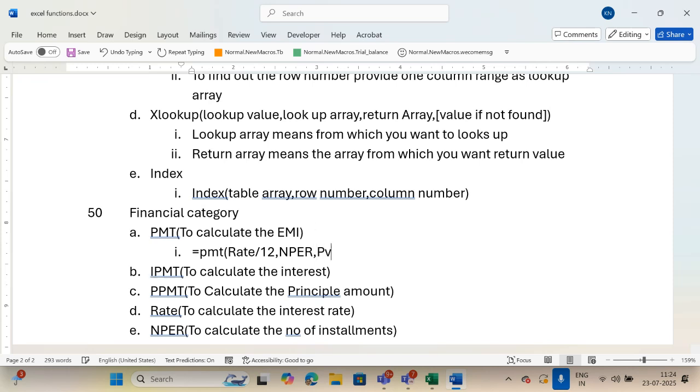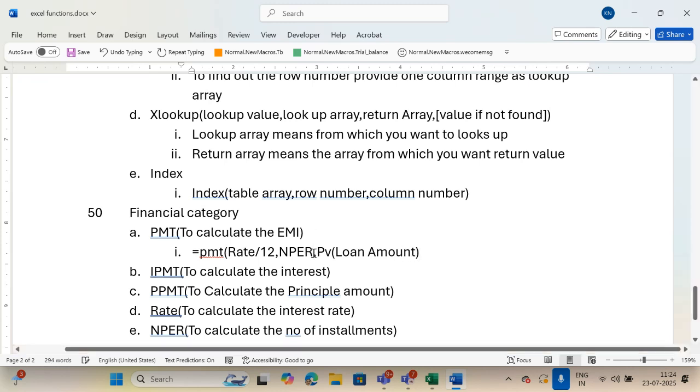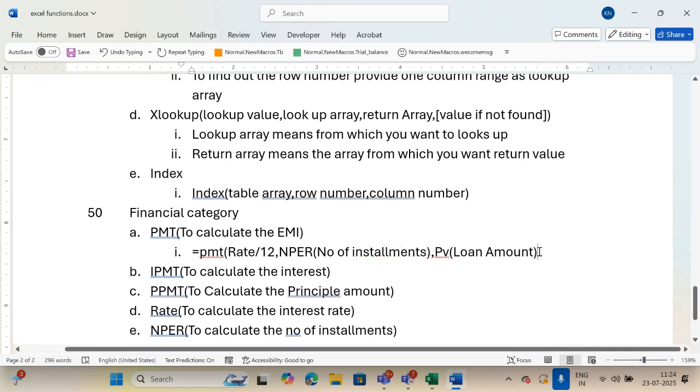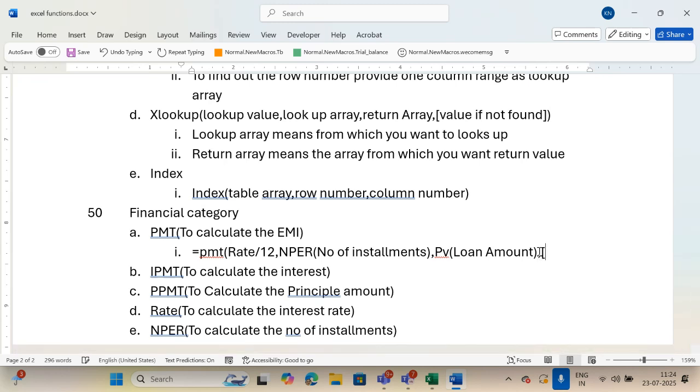Comma, PV. PV means the loan amount. And then Nper is the number of installments. Then the fourth one is FV, that is optional. Optional means you can leave it blank. In case you don't want to take the loan, but you want the maturity value. To calculate the maturity value, what will be the amount after 10 years?